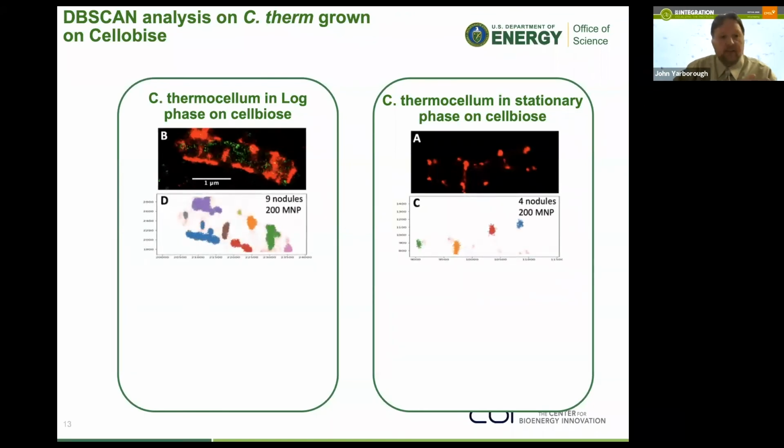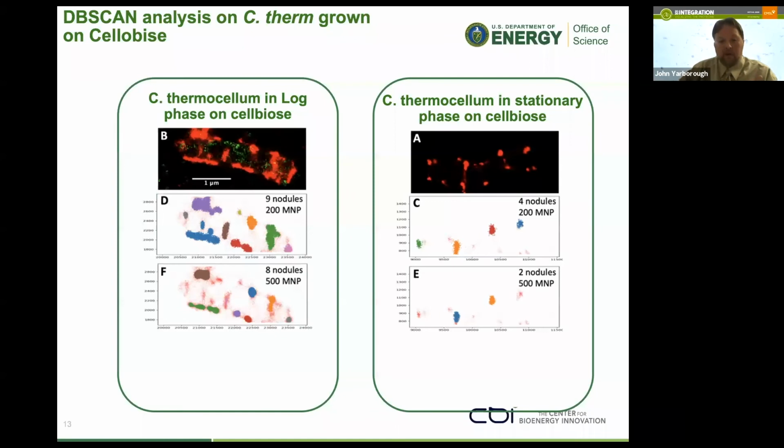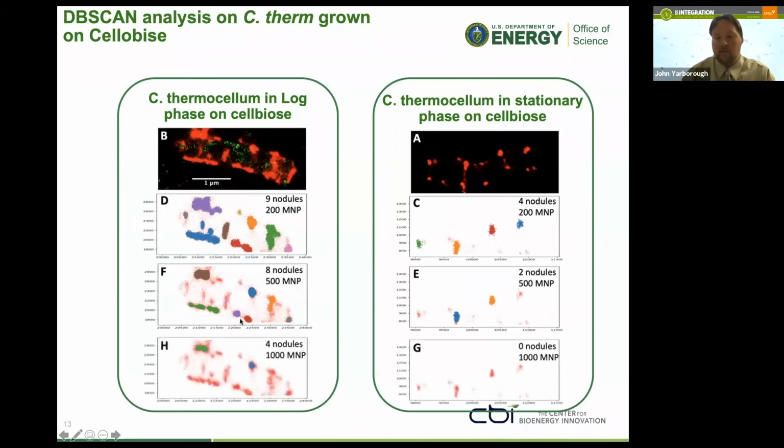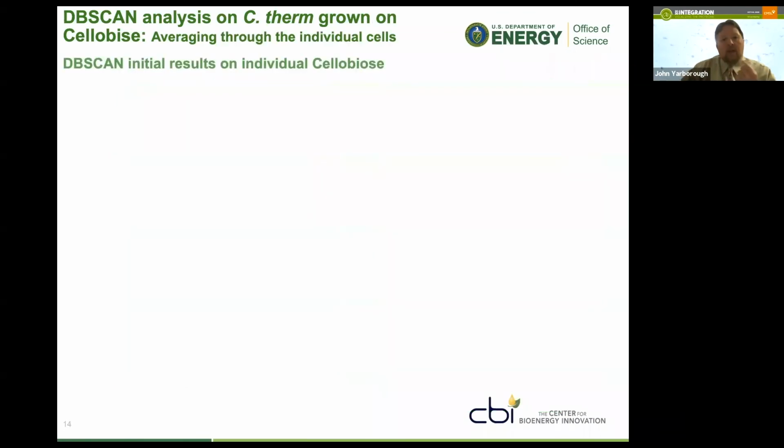And here, when we look at just the cellulosome in log phase and stationary phase, do we see a difference? Yes. As we increase the number of molecules for the clustering algorithm, we are clearly seeing a higher number of clusters of these cellulosomes on the bacterial cell wall, showing that as they enter stationary phase, they are shedding off those cellulosomes.